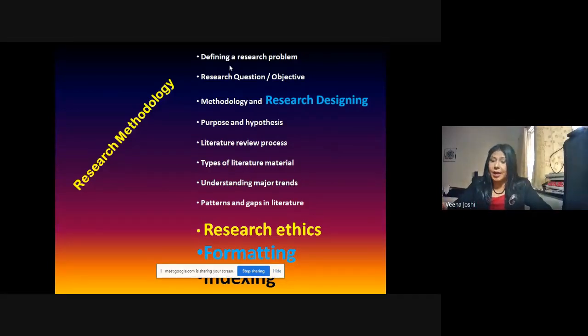Yeah. So I begin with defining a research problem. That is very, very important. It is a problem. If problem is not there, it is not research. So COVID, yes, it's a problem. We have to solve it.